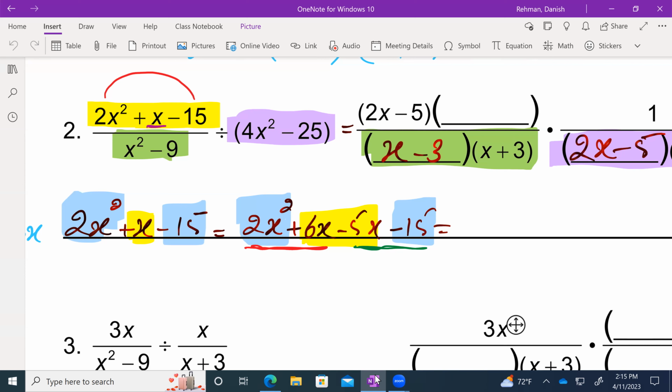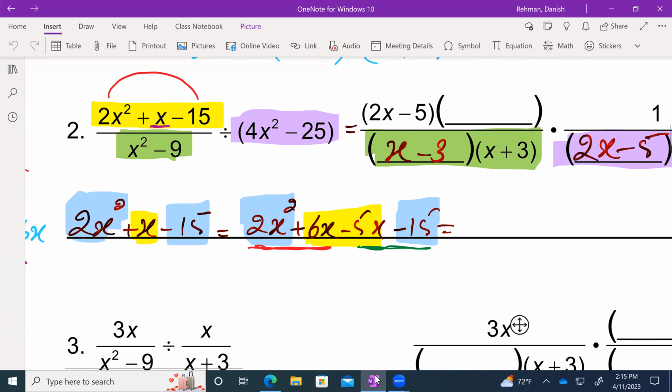So if I look at the red underlined first group, what do you think is the common factor here in the first group? What is the common factor in the first group? 2x, exactly. 2x is a common factor there, and what will be left inside? x plus 3.